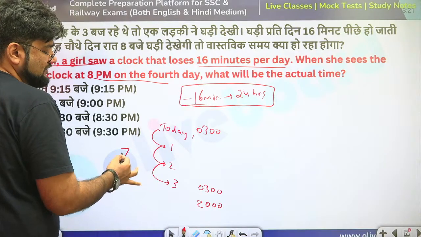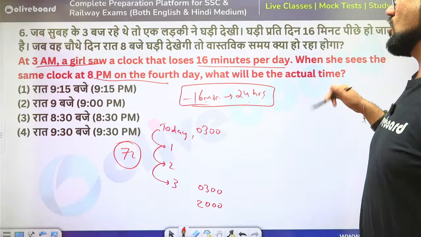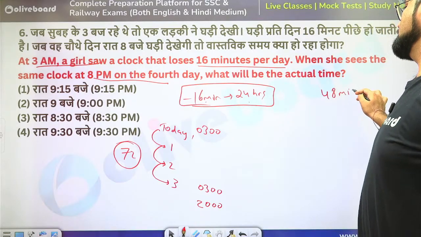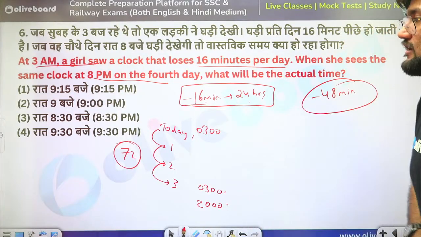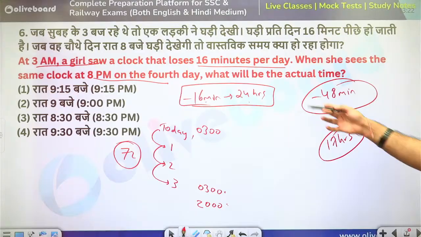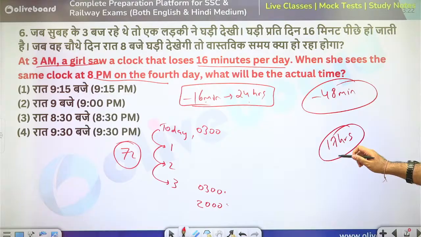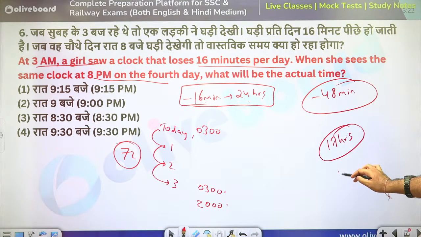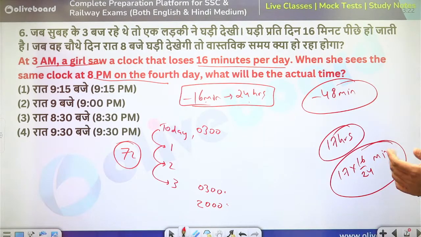So this is 72 hours. Now in 24 hours, the clock is losing 16 minutes. So in 72 hours, the clock will lose how much? 48 minutes. The clock will lose 48 minutes, and from 3 a.m. till 8 p.m. the next day, so 3 a.m. to 3 p.m. is 12 hours and 3 p.m. to 8 is 5 hours. So this is 17 hours extra. So if in 24 hours it is losing 16 minutes, in 17 hours, how much will it lose? Right? So this is 17 into 16 by 24. Roughly these many minutes more it will lose, correct?